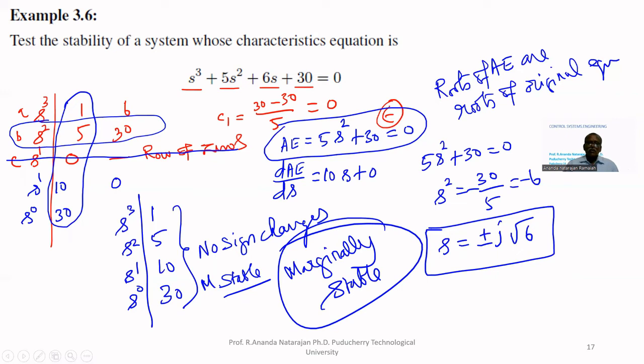So even though there are no sign changes, if an auxiliary equation is there, we have to consider the auxiliary equation. If any of the roots of the auxiliary equation is on the j omega axis, then it is not stable. It is marginally stable. Here, the roots of the auxiliary equation are plus or minus j root 6. Therefore, it is marginally stable.